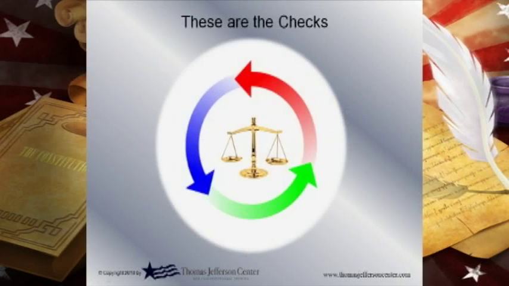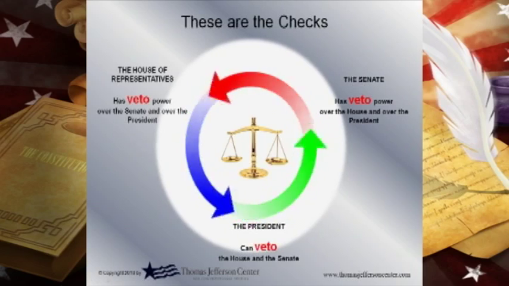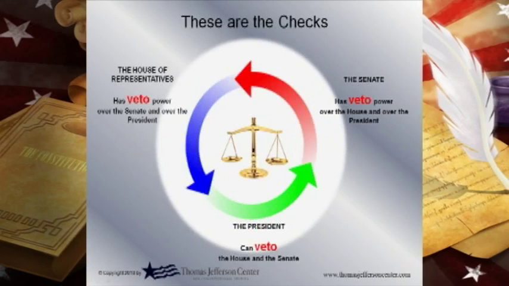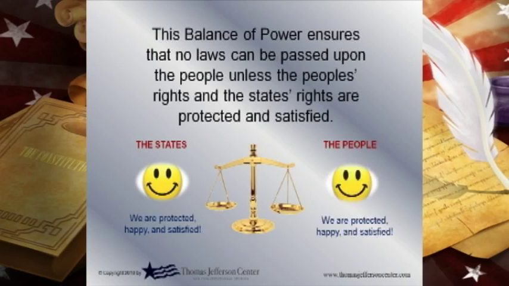Now these are the checks to ensure the balance. The House of Representatives has veto power over the Senate and over the president. The Senate has veto power over the House and over the President. And the President can veto the House and the Senate. What this does is ensure that no laws can be passed upon the people unless the people's rights and the states' rights are protected and satisfied. Hence, the states say we are protected, happy, and satisfied. The people say we are protected, happy, and satisfied because of the checks and balances.